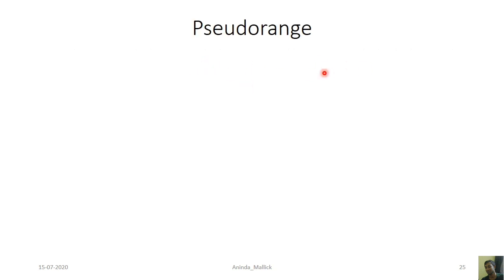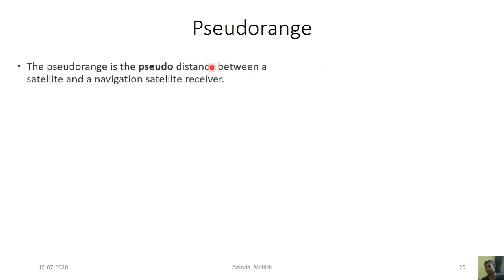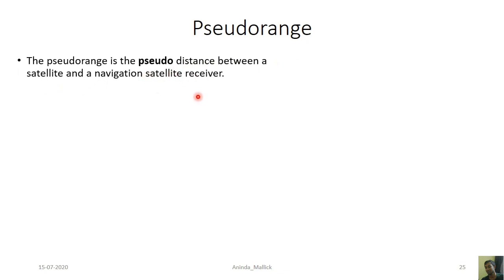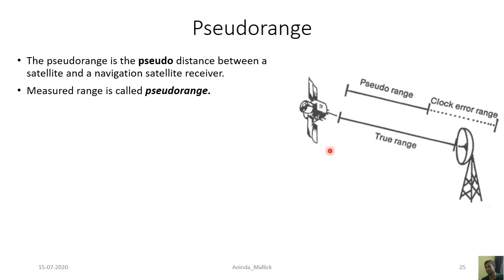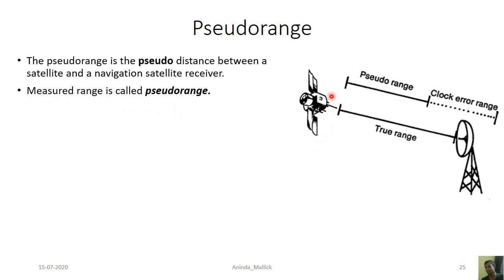So next one is the pseudo range. Pseudo range is basically the pseudo distance between the satellite and the receiver; the measured range is called pseudo range, and the actual distance between the satellite and the receiver antenna is called true range. The pseudo range is not equal to the true range because of clock error and other physical errors. Pseudo range is the measured distance, and measured distance is not equal to true distance.